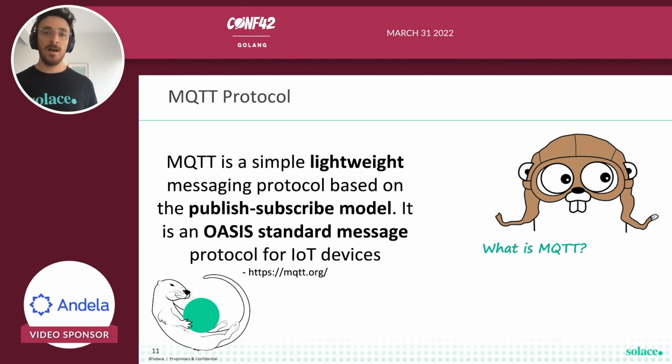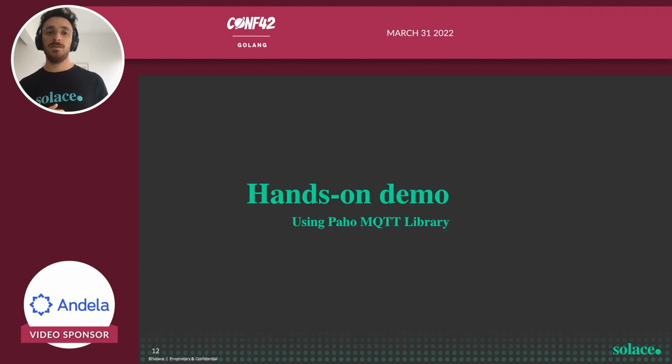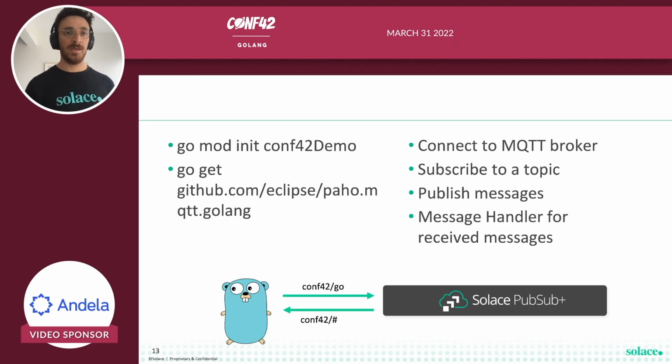And I'm going to give you a quick hands-on demo on how to use MQTT using the Paho Go MQTT library and have a simple PubSub application written in Go. So basically what I'll be doing is I will be initializing a directory and installing the Go MQTT library. From there, I will configure my application to connect to an MQTT broker, subscribe to a topic, publish messages on a topic, and show what message handlers are all about and callback functions. So let's go ahead into this demo, and I'll be back.